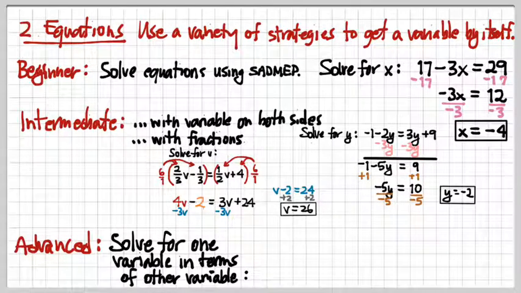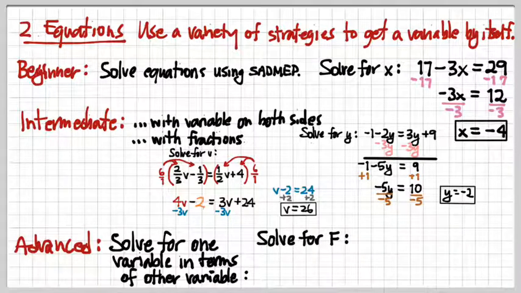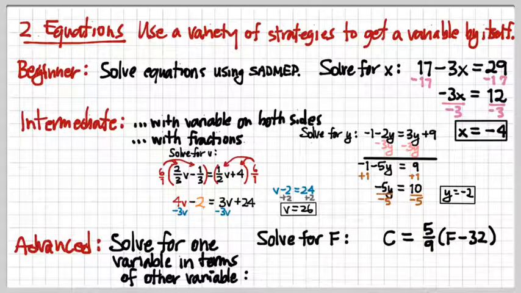So here's an example. I want to solve the following equation for f. And my equation is c equals 5 over 9 times f minus 32, where the latter is in parentheses. So here's an equation. But the deal with this equation is that it has more than one variable in it. It has a c and it has an f. Right? And so the question is, how do I rearrange this equation to get the f by itself?